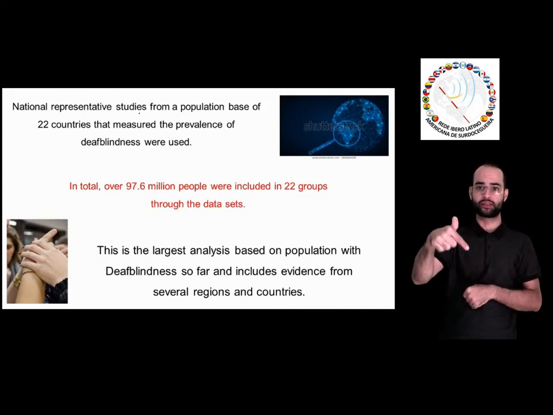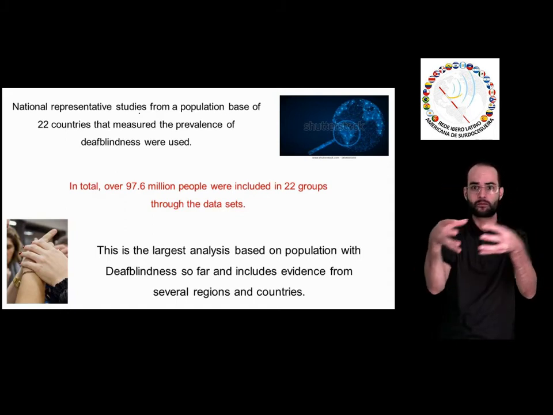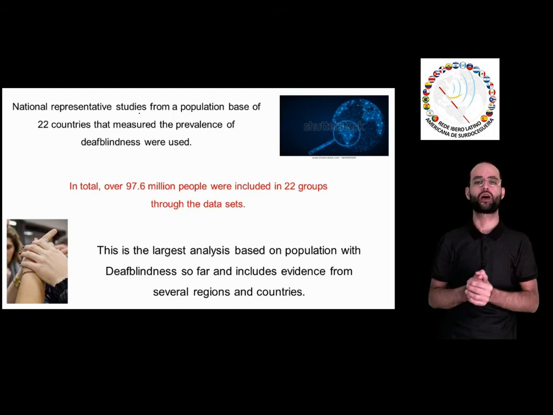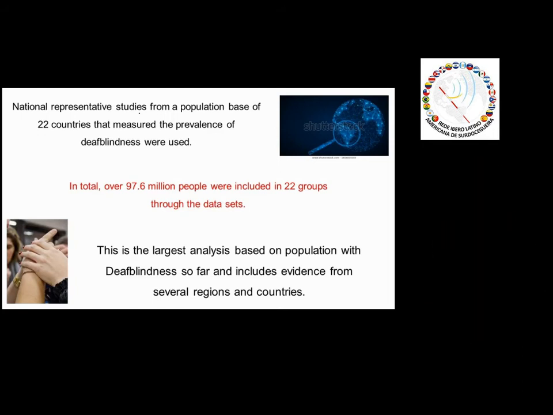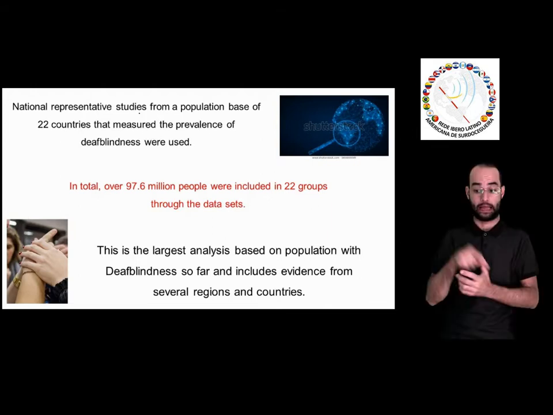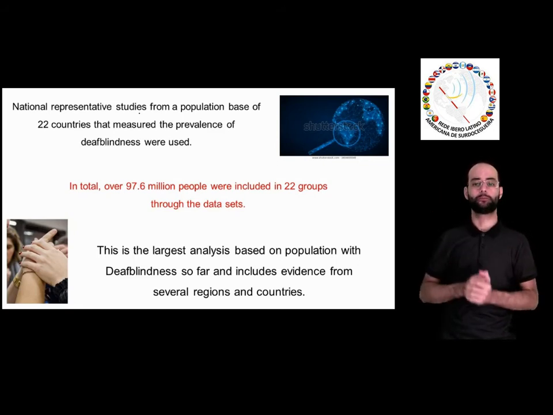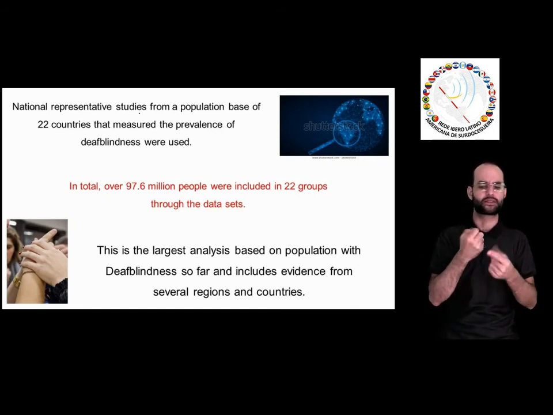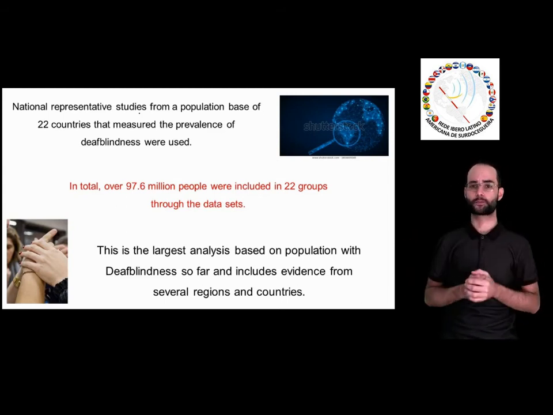2 lines below in red ink centered it's written: In total, 97.6 million people were included in 22 groups through the datasets. 2 lines down to the left is a colored photograph of 4 hands using sign language, 2 hands above and 2 hands below in a tactile sign language communication. To the left, in black ink, centralized, it's written: This is the largest analysis based on population with deafblindness so far, and includes evidence from several regions and countries.